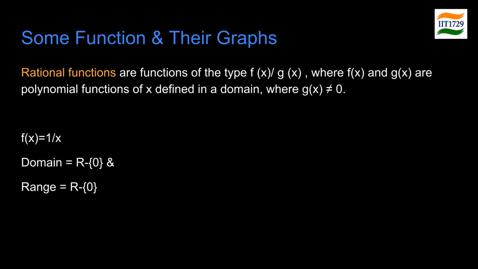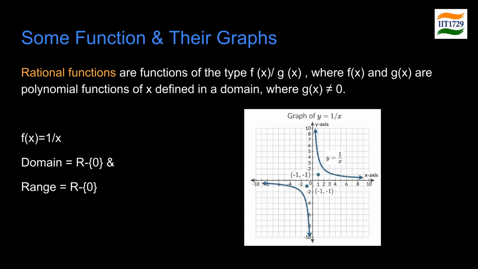Rational functions are expressed as the ratio of two polynomials, that is, f of x by g of x, where the denominator cannot be 0. For the basic function 1 over x, the domain and range both exclude 0. Here you can see the graph of y equals 1 by x.